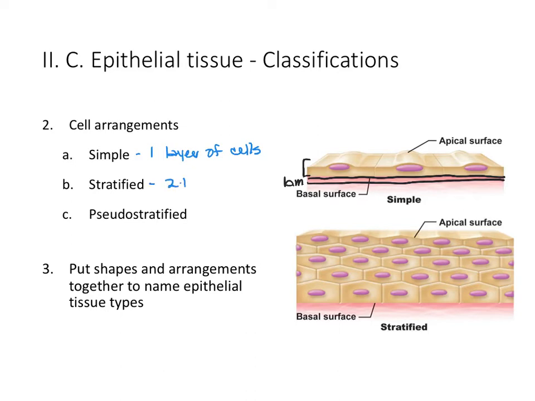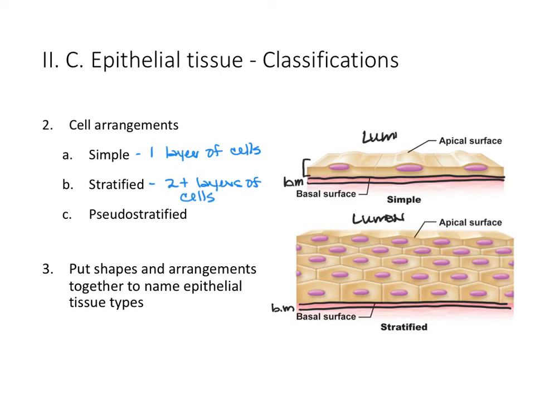Stratified will have two or more layers of cells here. So again, if we look for the basement membrane, which I'm going to draw in here, there's our two layers of basement membrane. Here would be the lumen. And by the way, over here, I'll put the lumen here as 2. Anyway, here I'm going to have, looks like 1, 2, 3, 4, 5 layers of cells. That's definitely more than 2.